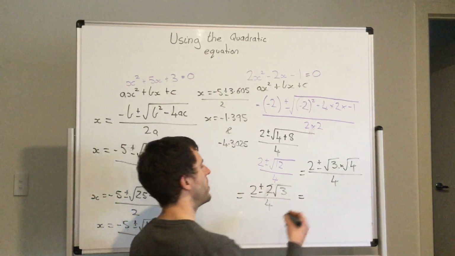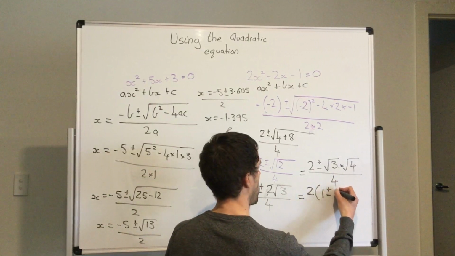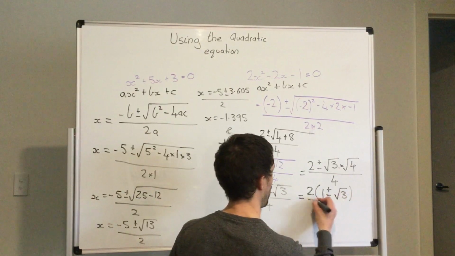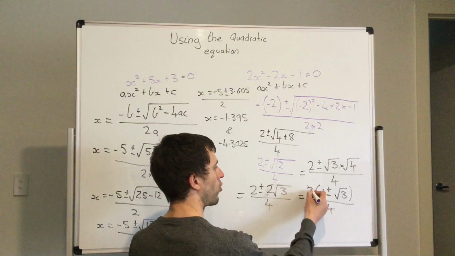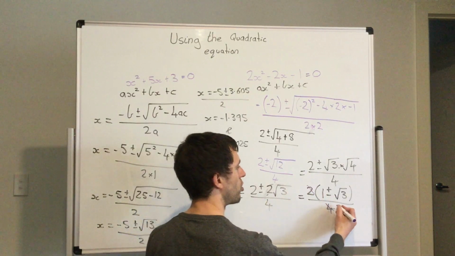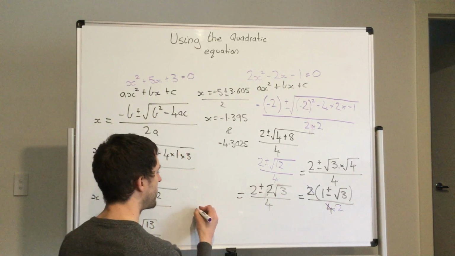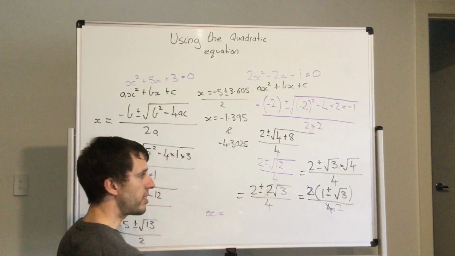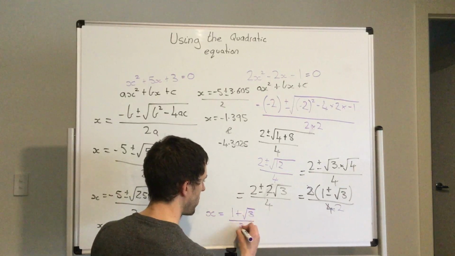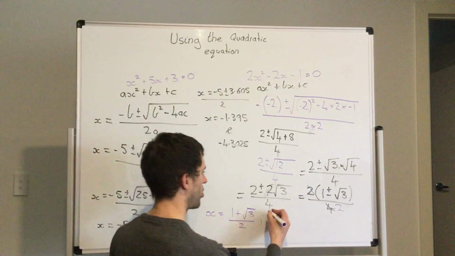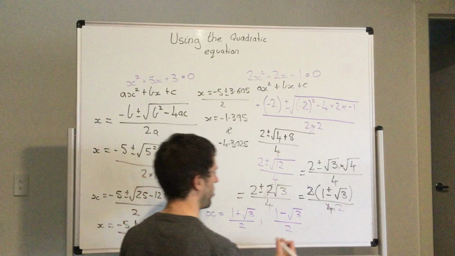Now, one last thing that we can do, I would like to factorize this. There's 2 that is in common. So I'm going to take 2 out, and that gives me 1 plus or minus the square root of 3 over 4. Now, we can simplify the 2 and the 4. Cross out the 2 because there's 2 2s in 4. Now, that leaves us with 2 exact answers for x. X is equal to 1 plus the square root of 3 divided by 2, and it's also equal to 1 minus the square root of 3 divided by 2.